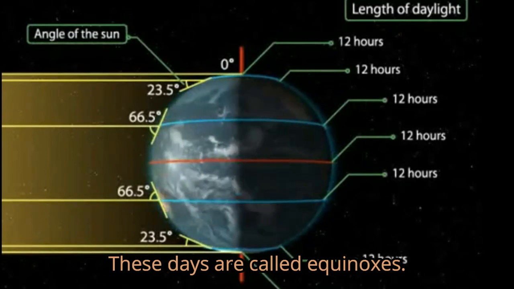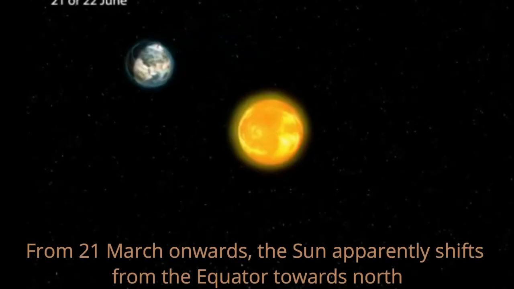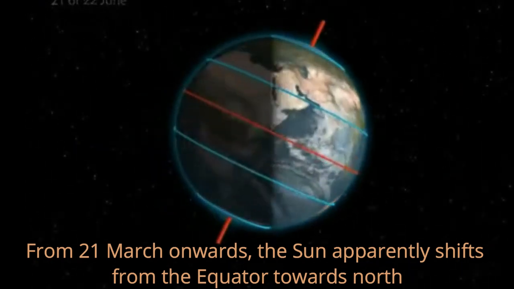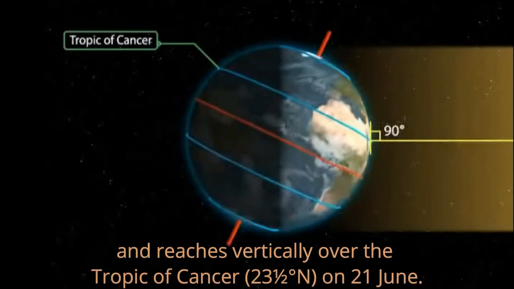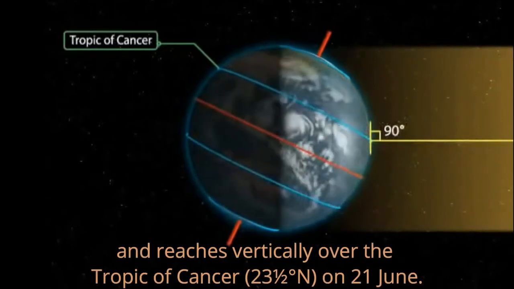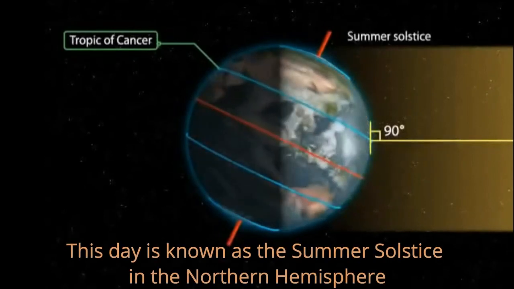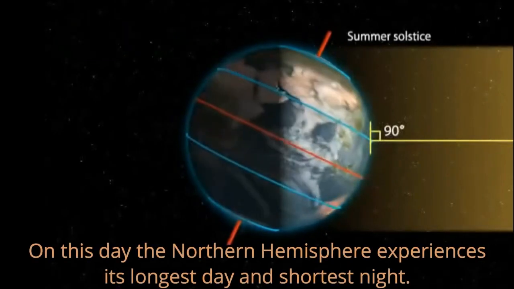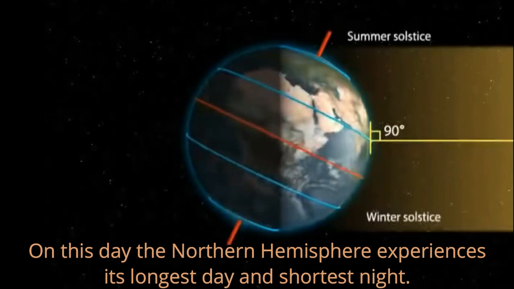June 21st, the summer solstice. From 21st March onwards, the Sun apparently shifts from the equator towards the north and reaches vertically over the Tropic of Cancer on 21st June. This day is known as the summer solstice in the Northern Hemisphere. On this day, the Northern Hemisphere experiences the longest day and shortest night.